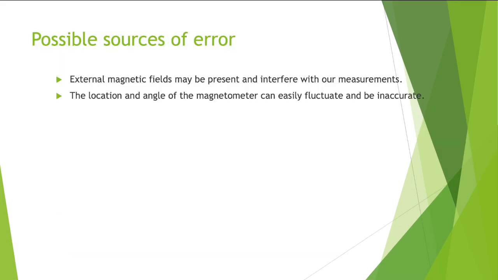Therefore, we need to cover 2 possible sources of error. First, external magnetic fields, like electronics, may be present and interfere with our measurements. Also, the location and angle of the magnetometer can easily fluctuate and be inaccurate.